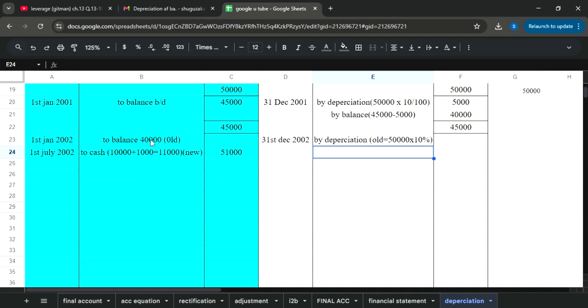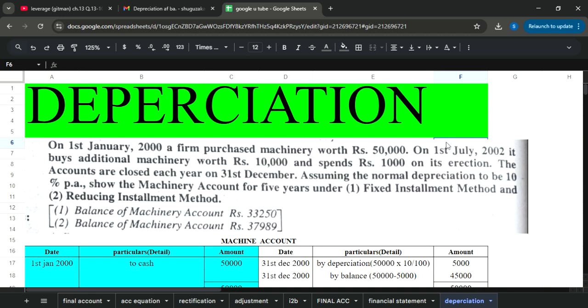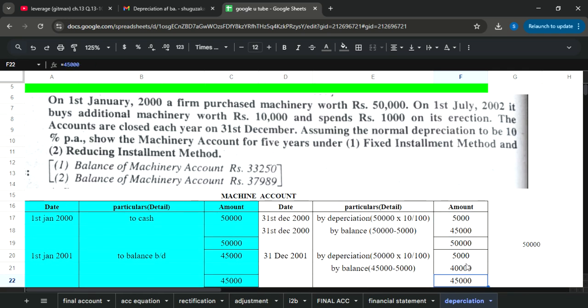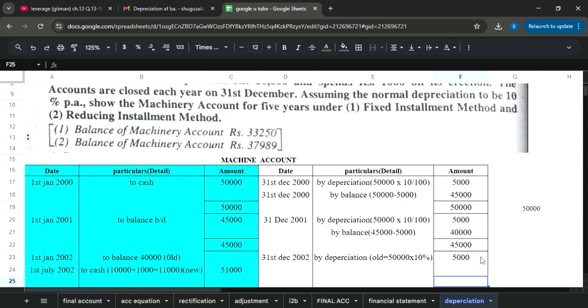Again, please understand this was your old asset 40,000, new asset 11,000. Since we are charging this depreciation according to the fixed base method, depreciation would not be altered. You will write again 5,000. Please note it down. First depreciation 5,000. Then second depreciation 5,000. Then third depreciation again 5,000, because we are following the fixed base method.